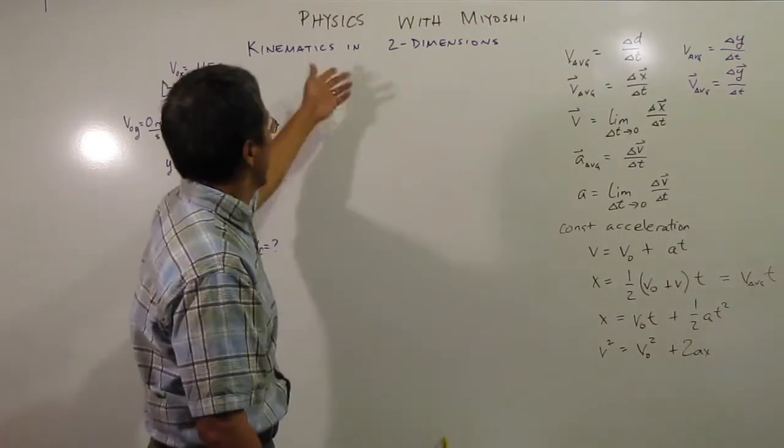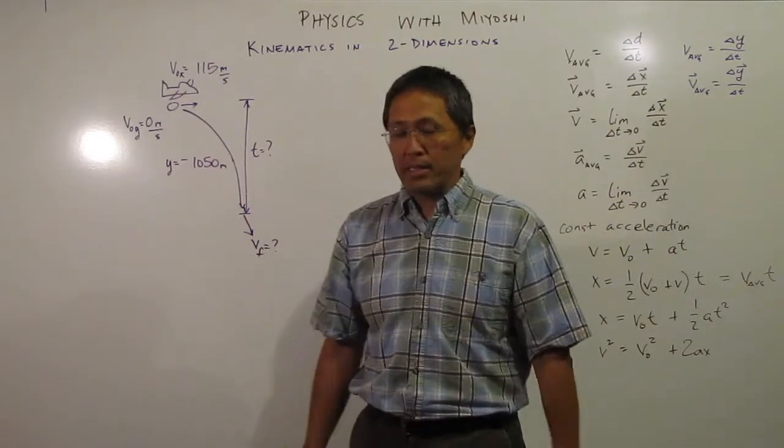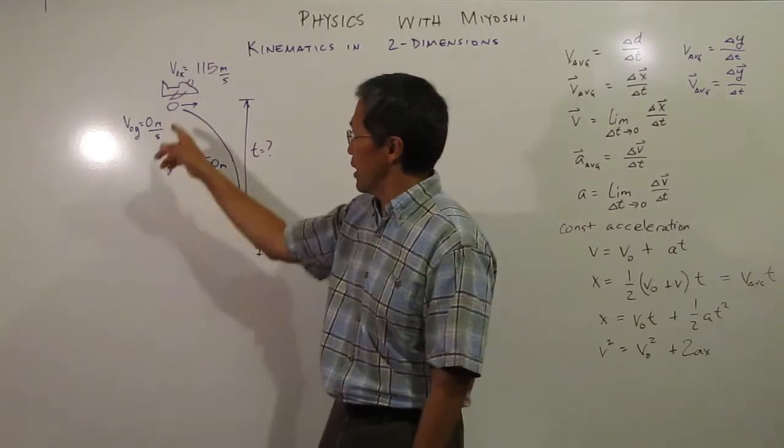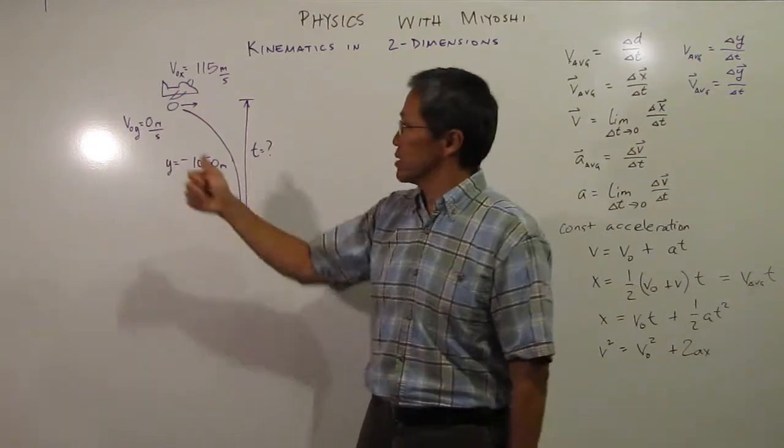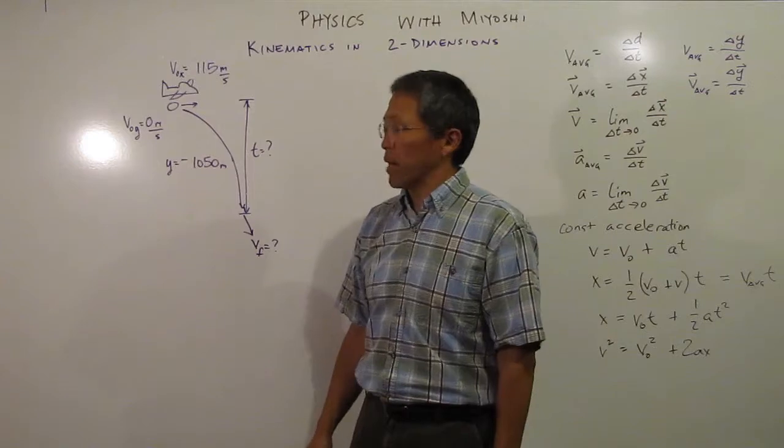Today we're going to talk about kinematics in two dimensions, and we're going to do a little example of kinematics in two dimensions. This is a falling object that's got some x component in its problem.